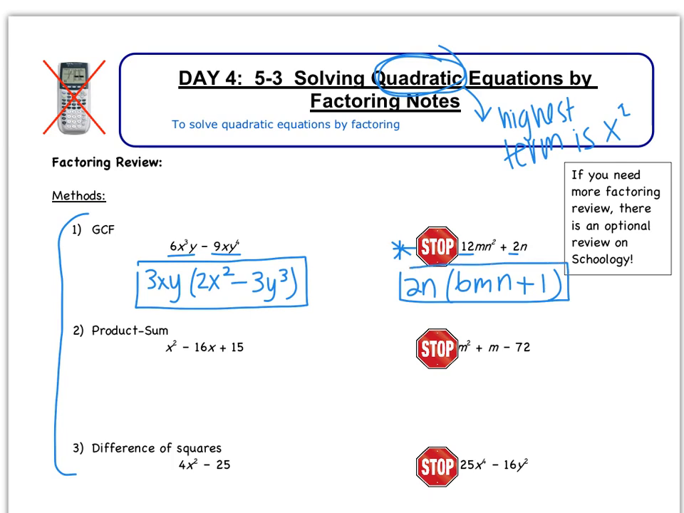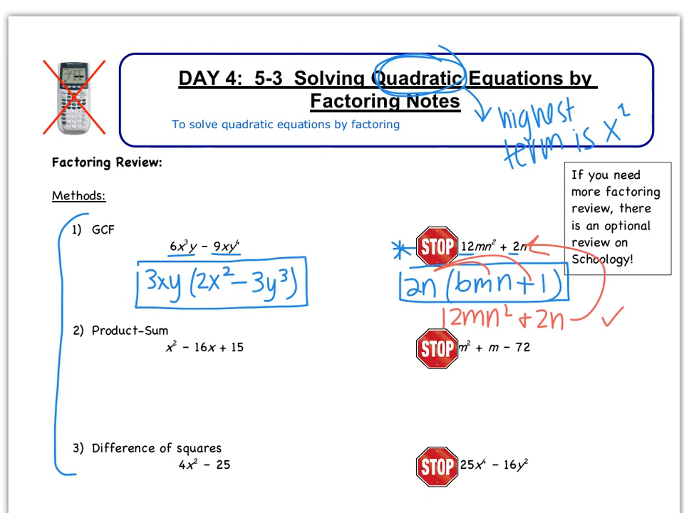Now, you should be checking your answers. The way you can check this is by multiplying back out. So if I multiply that 2n back in, I'm going to get 12mn squared plus 2n, which is exactly what I started with. So that's always a good mental check. When you factor, you should be able to multiply back out what you ended up with, and you should be back to where you started. So that's the first type of factoring that you've seen.